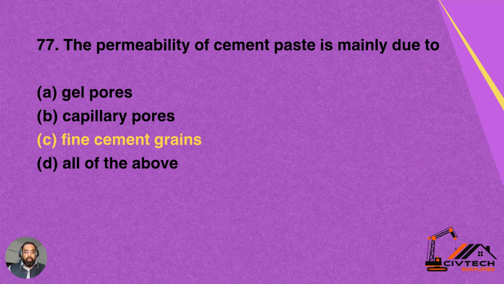Question 77. The permeability of cement paste is mainly due to option A gel pores, option B capillary pores, option C fine cement grains, option D all of the above. The permeability of cement paste is mainly due to fine cement grains or finer cement grains. So option C is the correct answer for this question.